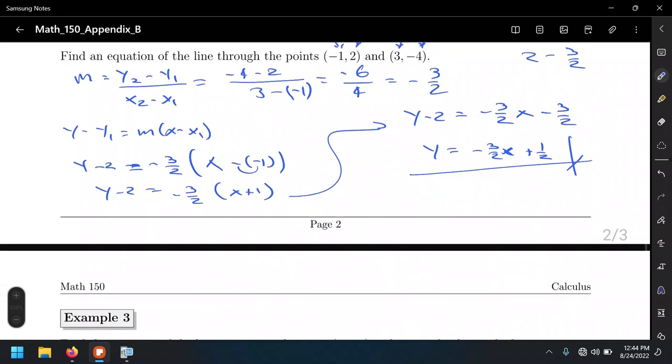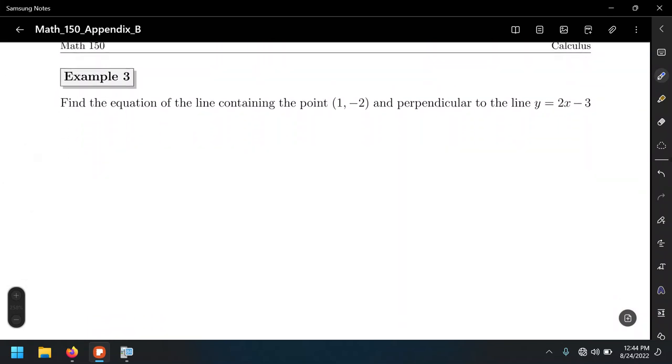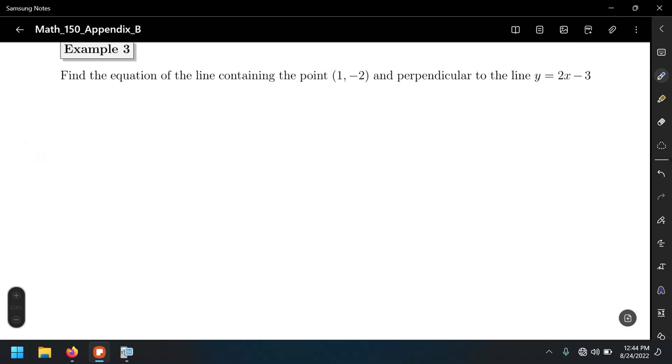Let's look at one more example for finding an equation of a line containing the point, but in this case it's perpendicular to a given line. Okay, so if we have this line y equals 2x minus 3, from here we get that the slope m equals 2. But again, what is the criteria for perpendicular lines? What do we do with that slope in order to find the one that is perpendicular? There's two things we need to do. Negative reciprocal. So two operations, right?